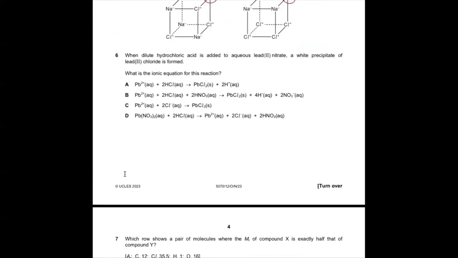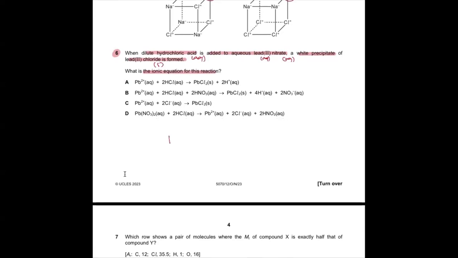Now, MCQ number 6. When dilute hydrochloric acid is added to aqueous lead(II) nitrate, a white precipitate of lead(II) chloride is formed. What is the ionic equation for this reaction? For the ionic equation, nitrate is going to be aqueous, and hydrochloric acid is going to be aqueous, and lead(II) chloride is going to be solid.